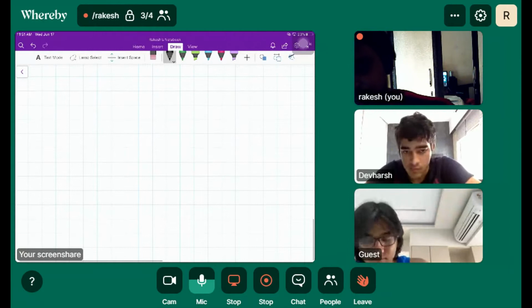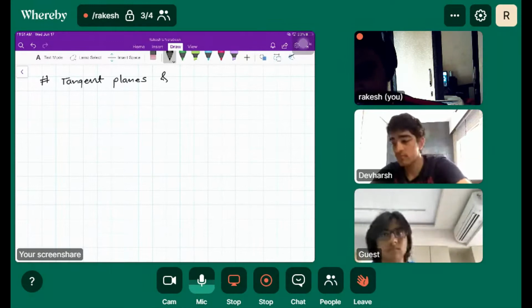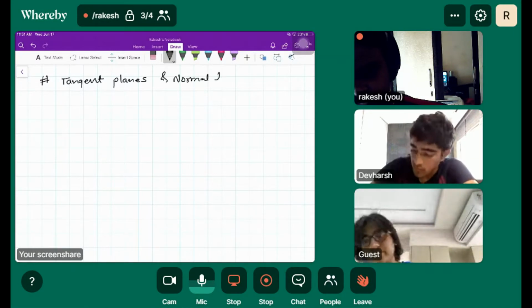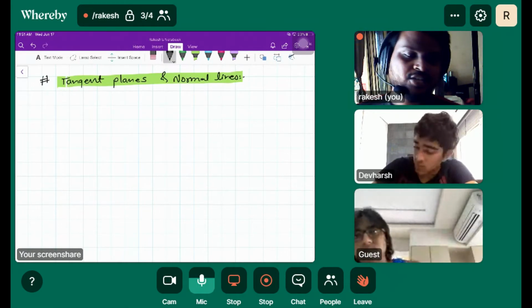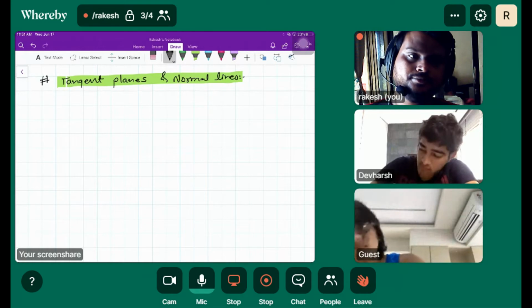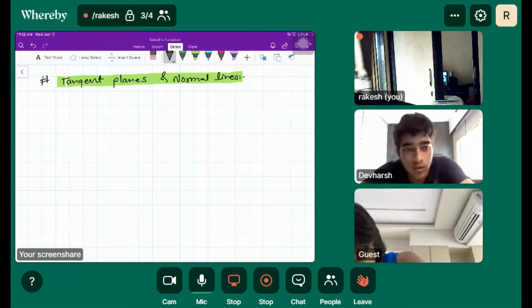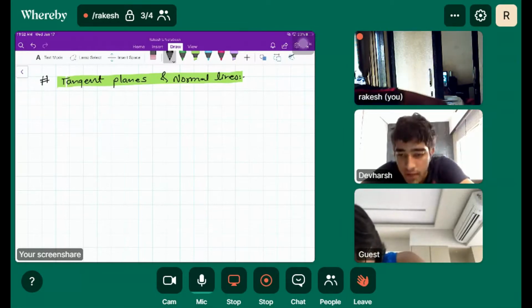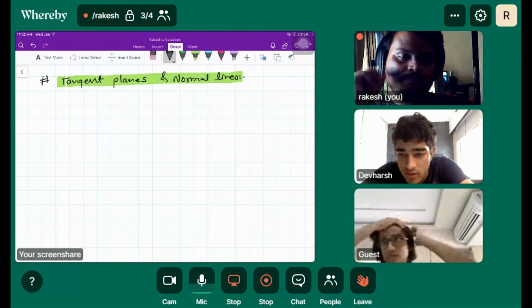Okay. Write down. It will come under the topic tangent plane and normal lines. Tangent plane and normal lines. Okay, what is a tangent plane and a normal line? I'm guessing a tangent plane is the plane which contains all the tangents to that three-dimensional object at a point.